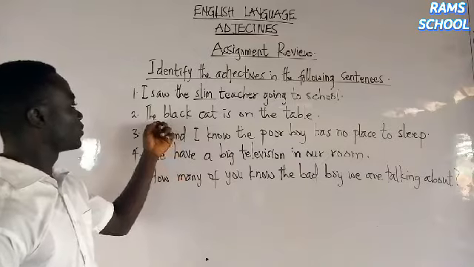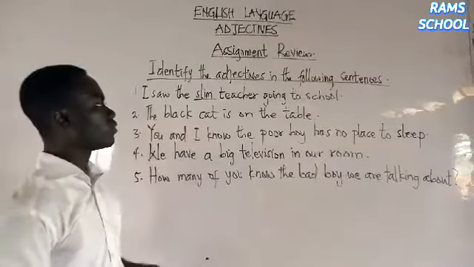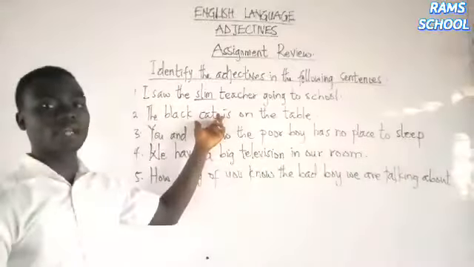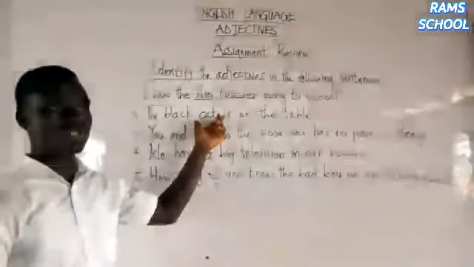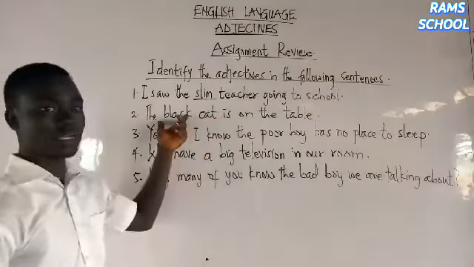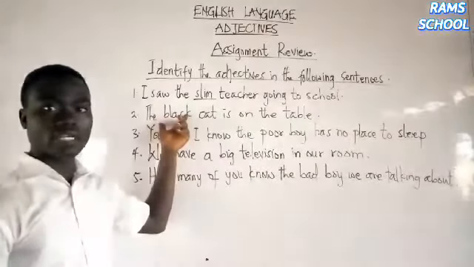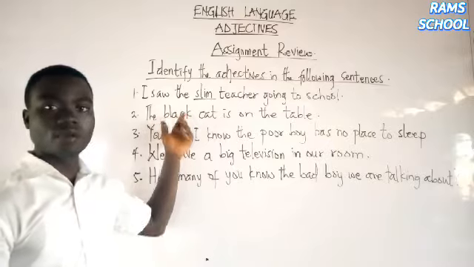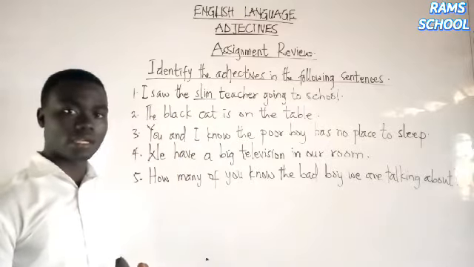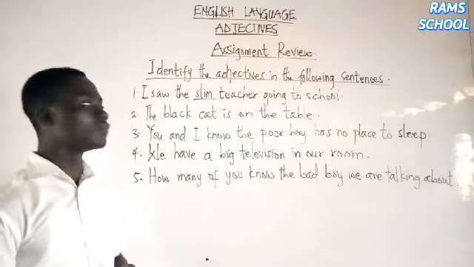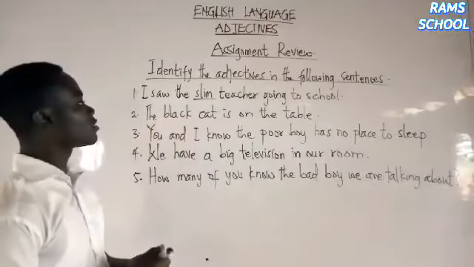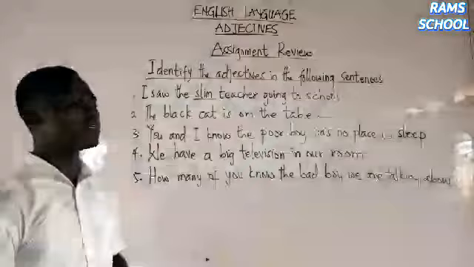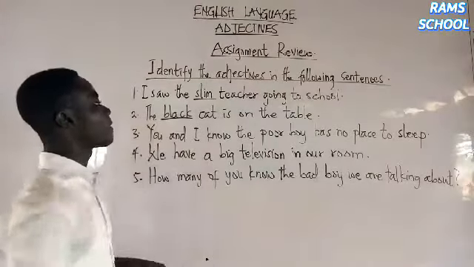Number 2. The black cat is on the table. We have a cat here, the cat serving as the noun. But what word is being used to describe the noun here? It's black, right? We got to realize that all the colors in the world can serve as adjectives, provided they are being used to describe a noun or a pronoun. So the black is being used to describe the color of the cat. So the black serves as the adjective here.